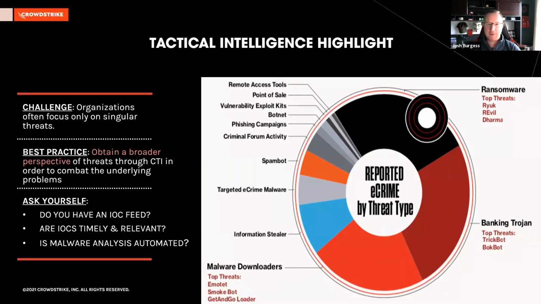Stop at the delivery phase. Stop at the spam phase. Make sure your employee email addresses aren't there. Stop it before the delivery phase. If you can't do it there, stop at the downloader phase, the beachhead in the network.